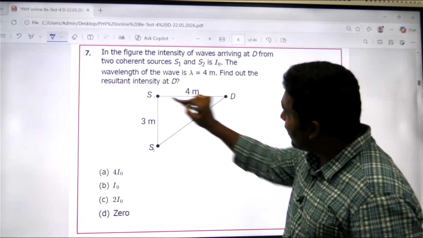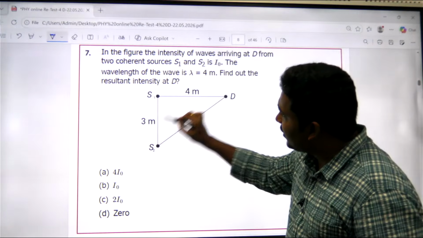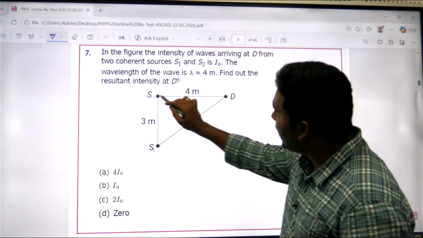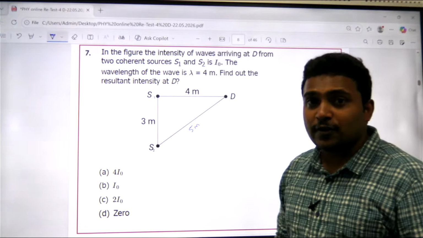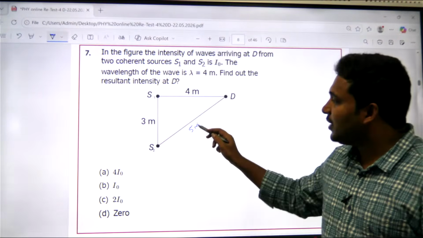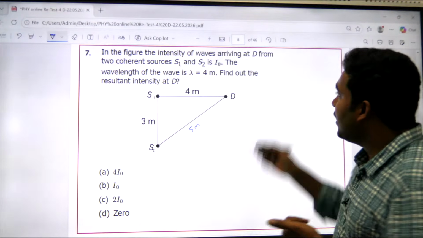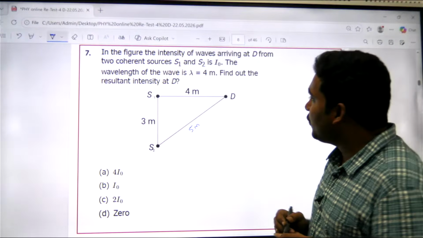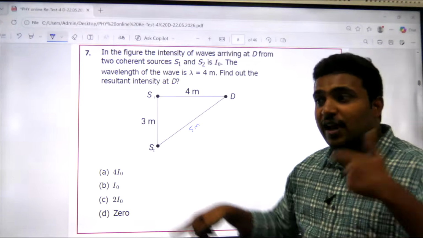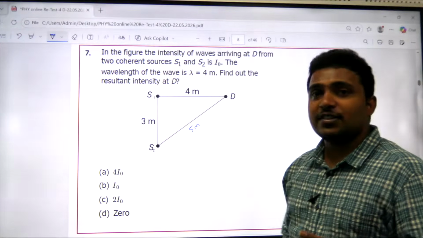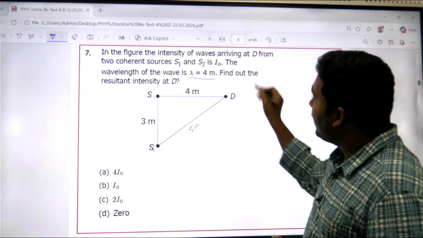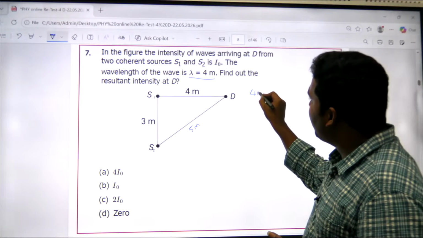From the figure, this is a right angle triangle, if this is 3 and this is 4, this has to be 5 meters. Now this is traveling more distance than the light ray coming from source 1. That means there will be some phase difference. The light ray coming from source 2 is traveling 1 meter more than the light ray from source 1. And he's saying the actual wavelength is 4 meters.